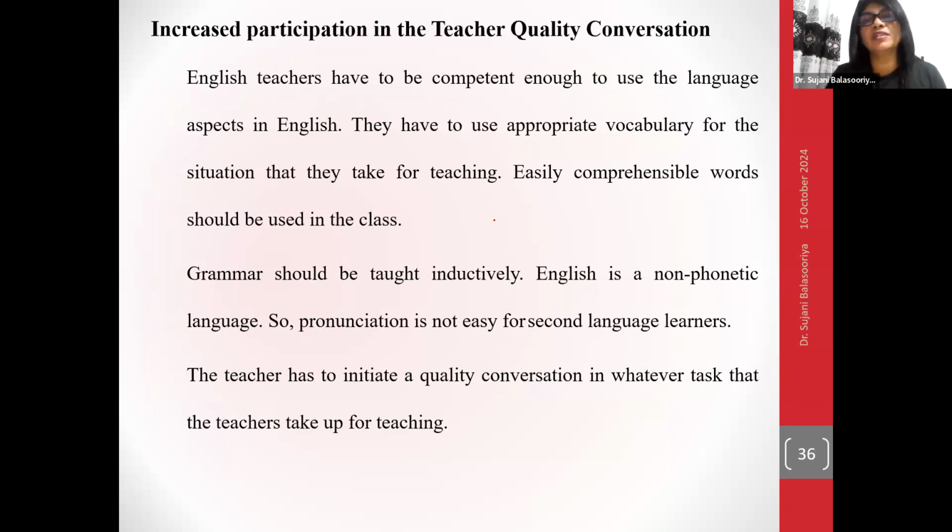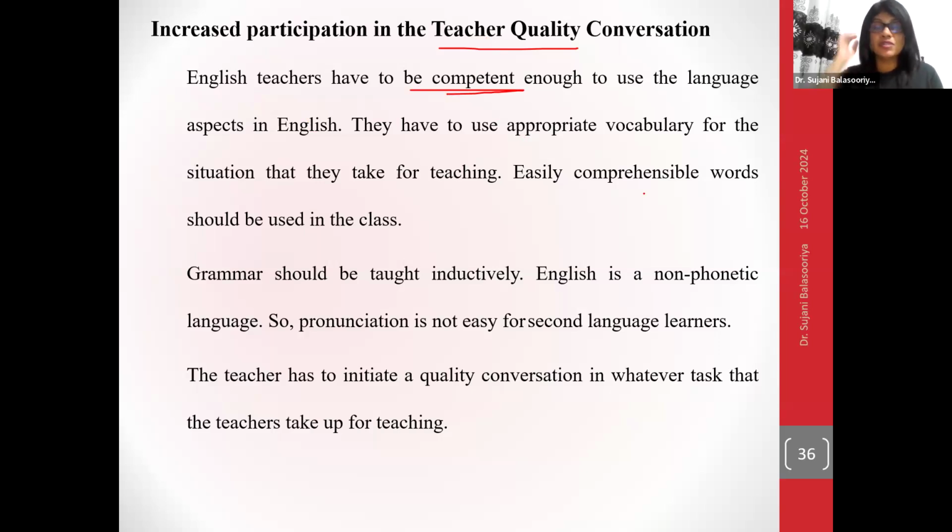That means the quality of the teachers, right? Language teachers, mostly English language teachers. English teachers have to be competent enough to use the language aspects in English, right? Competence. They have to use appropriate vocabulary for the situation. When we talk about the teacher quality, these matters are very important, right? The competency of the teacher. The teachers should use the relevant vocabulary for the situation that they take for teaching, and easily comprehensible words should be used in the class.